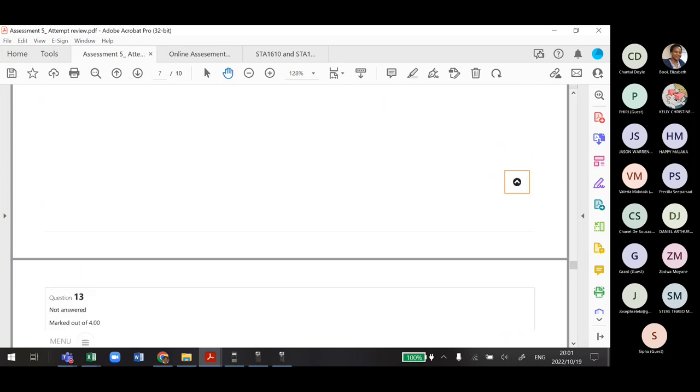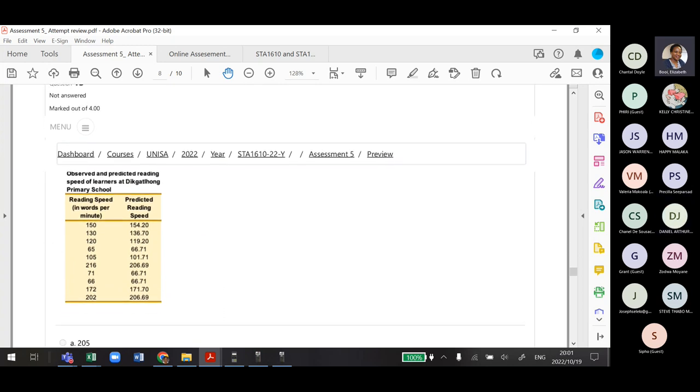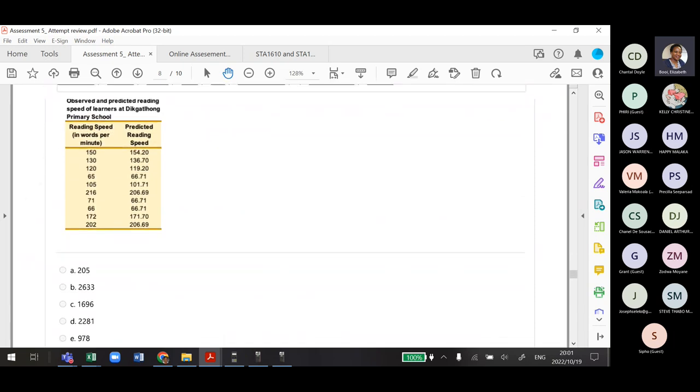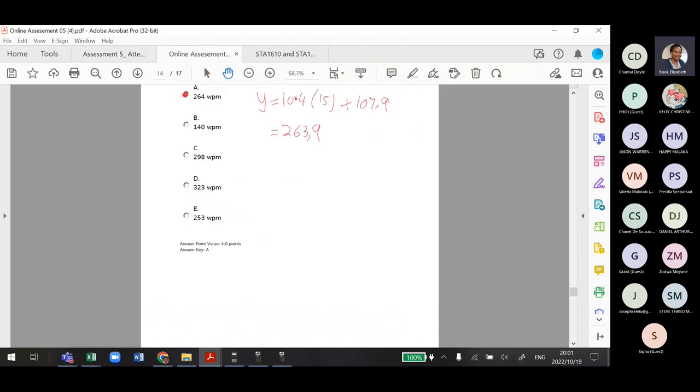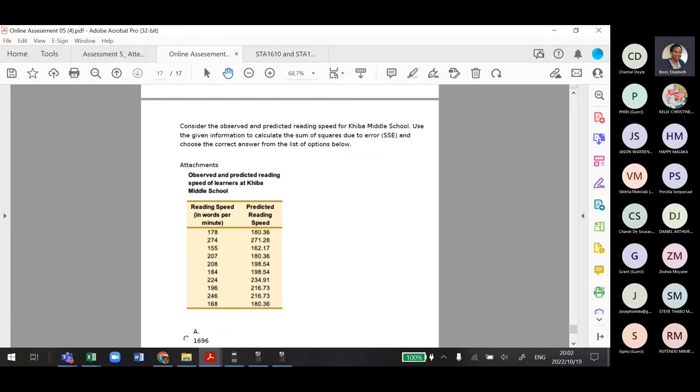The next, I think this is the last question. Given the data, I don't know what they were asking you to calculate. Let's see. Okay, consider the observed and predicted reading speed for the school. Use the given equation to calculate your sum square due to error and choose the correct answer. So you need to be calculating SSE.